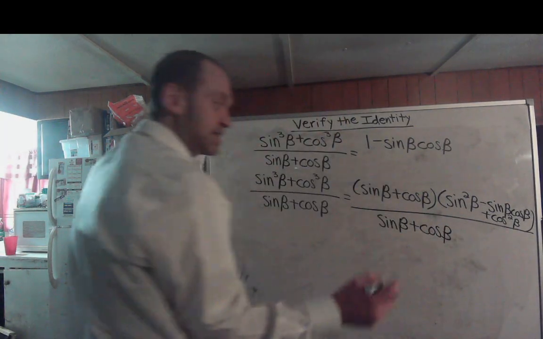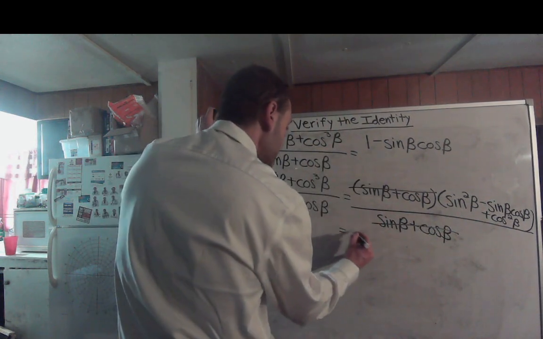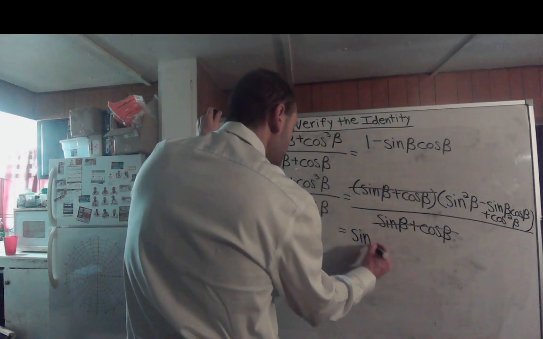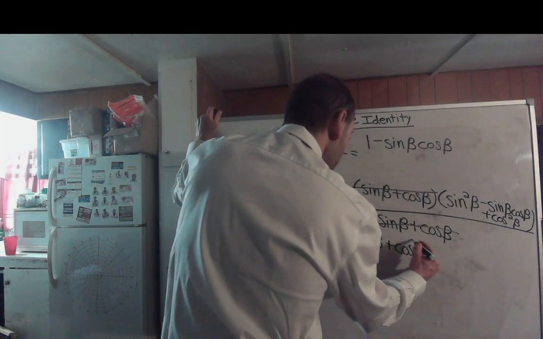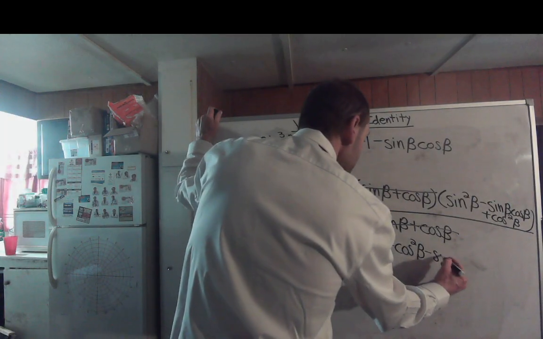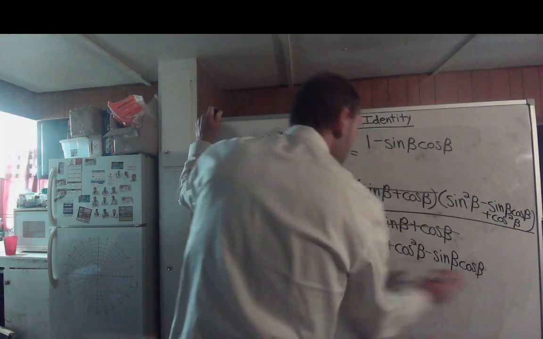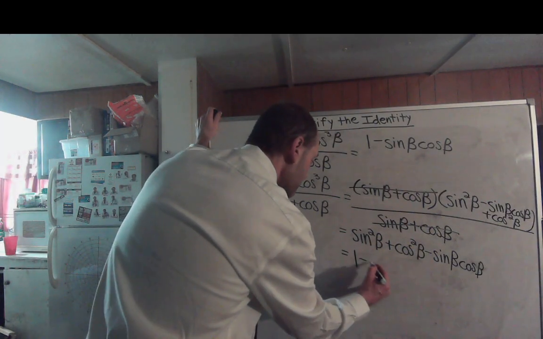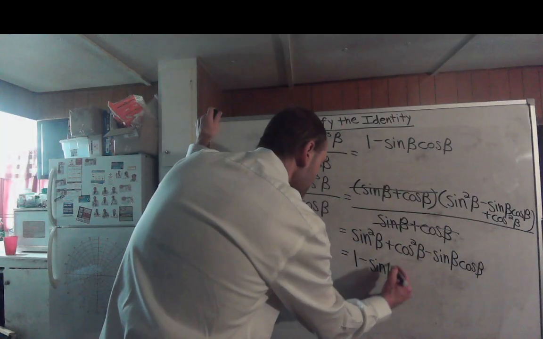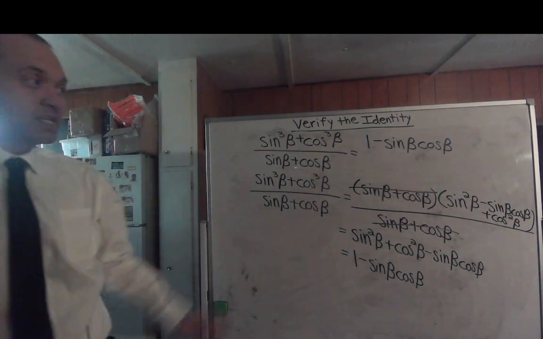Well, at the very least, to start with, your sine of beta and cosine of beta terms cancel out. You're just left with sine squared of beta plus cosine squared of beta minus sine of beta cosine of beta. Well, what is sine squared plus cosine squared? That's just 1. So this will leave you with 1 minus the sine of beta cosine of beta. Don't forget to write your therefore statement, and you're done.